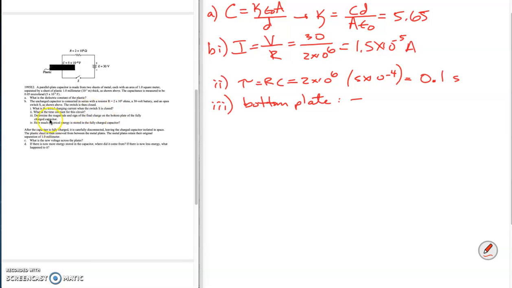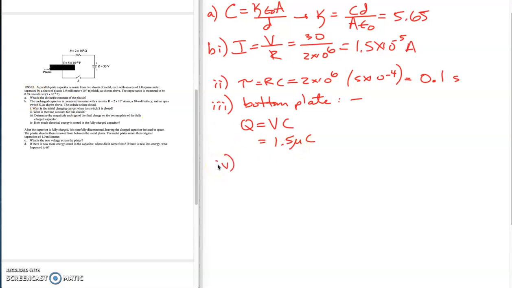And we want to know the magnitude also of that. The magnitude of that charge is going to be the voltage of the battery times the size of the capacitor. Plug in the numbers that they gave us, and we get 1.5 microcoulombs because we're going to have 30 times 0.05.